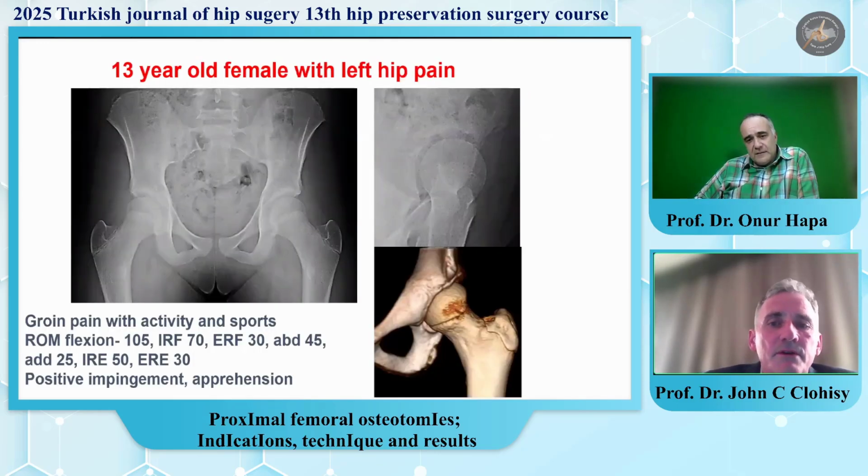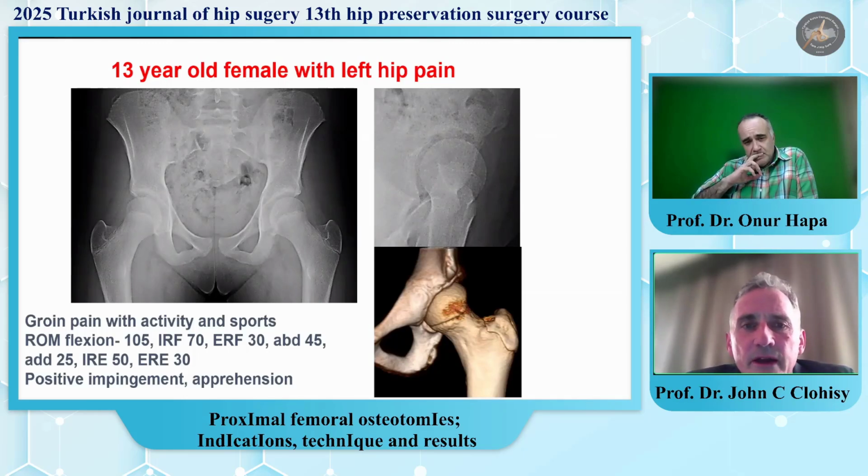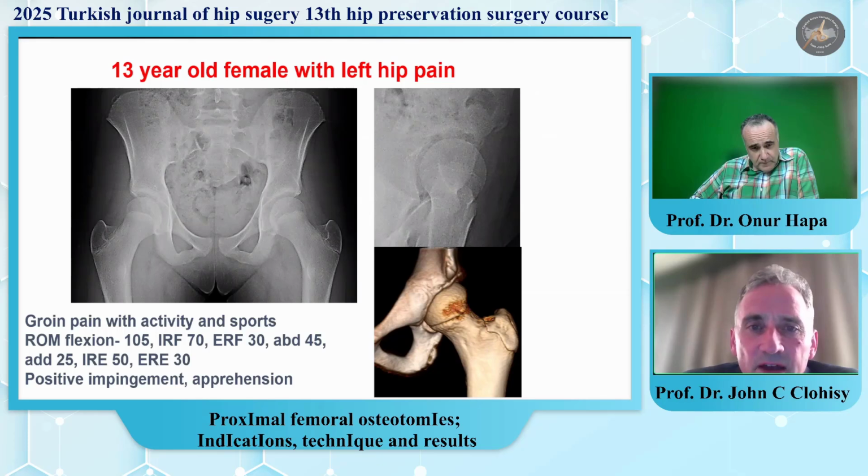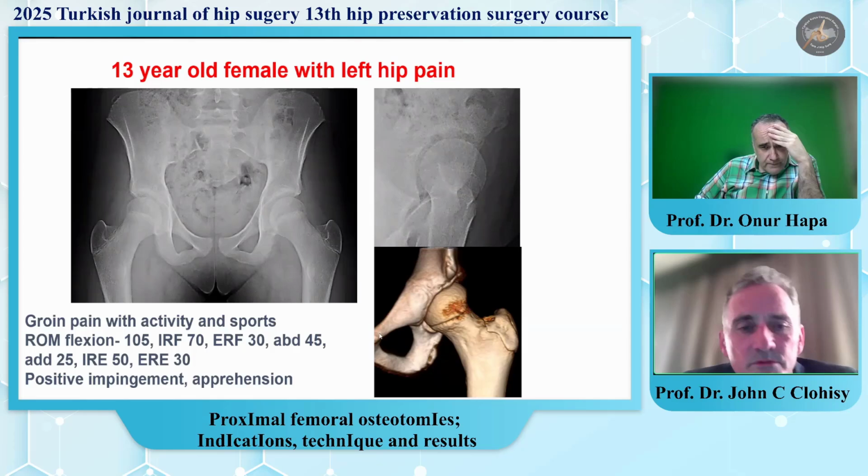Okay, so that's her. This is a little different problem. This 13-year-old female has more of an isolated rotational problem, so less of a valgus issue, but excessive femoral anteversion. She has groin pain with activity in sports. Range of motion: 105 of flexion, internal rotation in flexion is 70, external rotation in flexion 30, so she's not balanced in terms of her internal rotation and flexion. Abduction 45, she has excellent motion otherwise, positive impingement, positive apprehension tests.